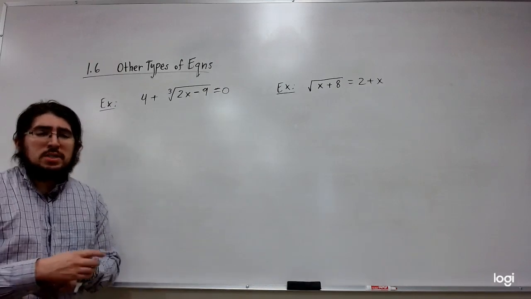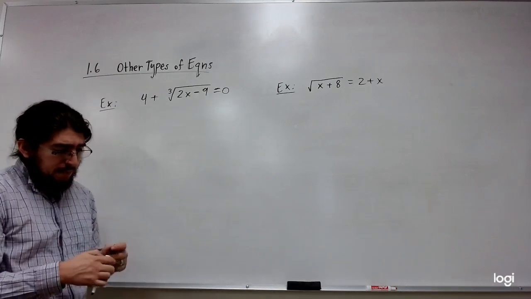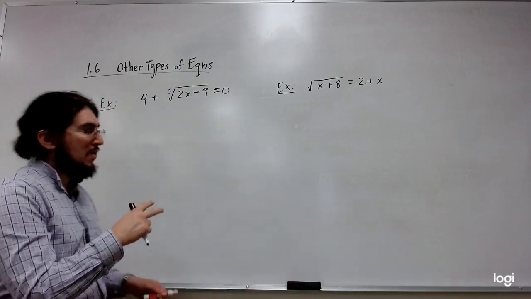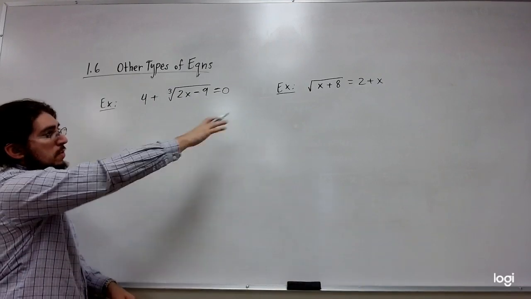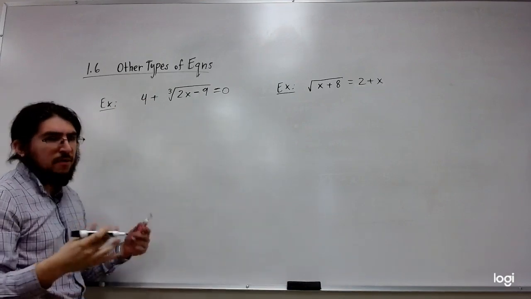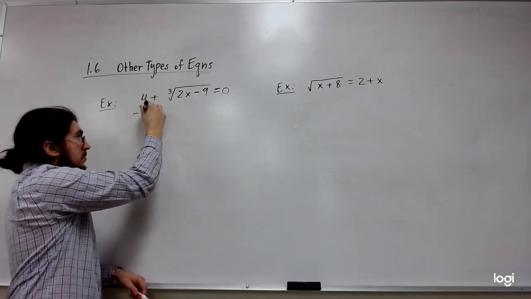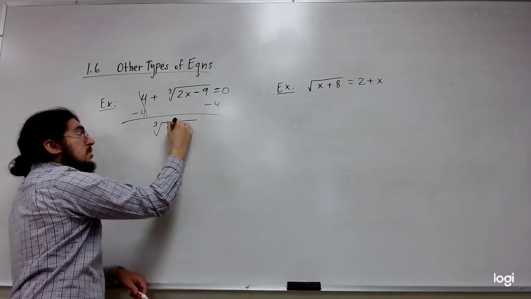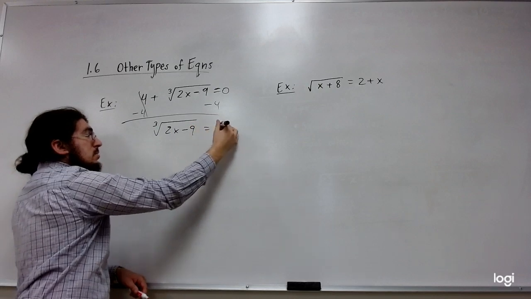All right, so I mentioned earlier we won't really be taking a look at examples that involve cube roots, but I kind of lied. We're going to take a look at one right now before we move on to this. So let's see what happens. First we need to isolate the radical, so very similar story. So let's subtract 4 to both sides first. So we get cube root of 2x minus 9 is equal to negative 4.